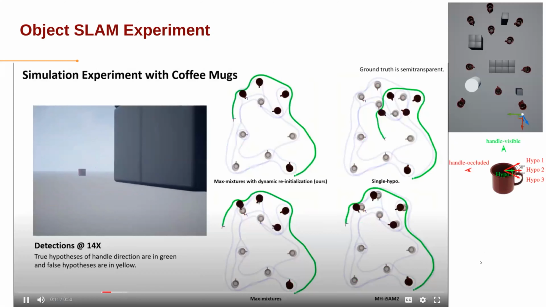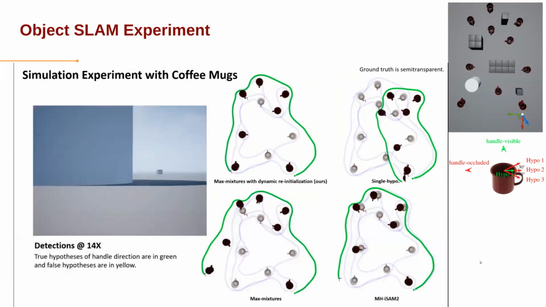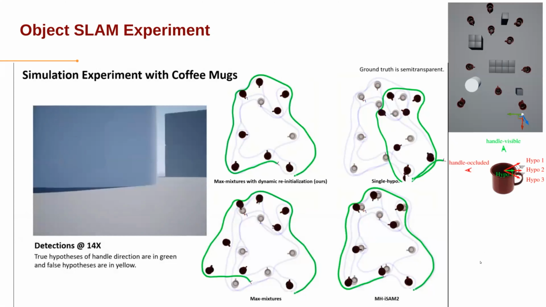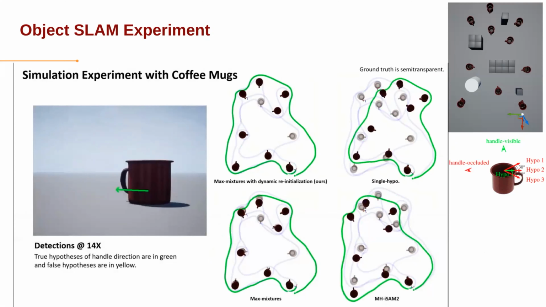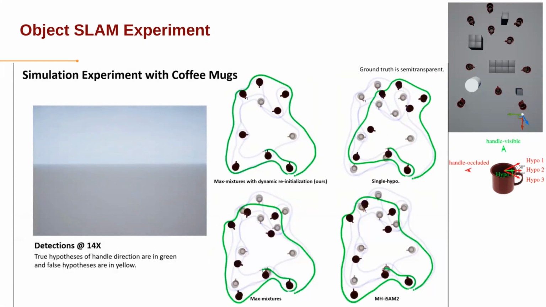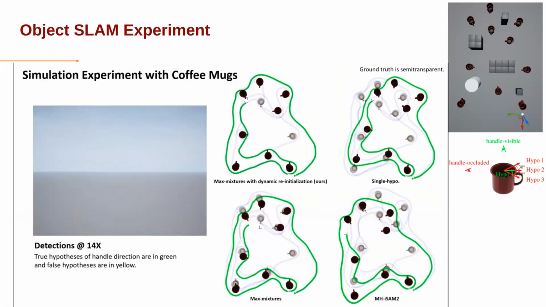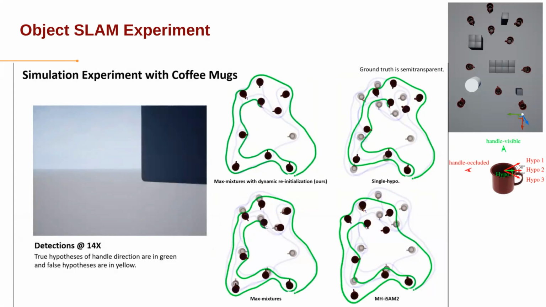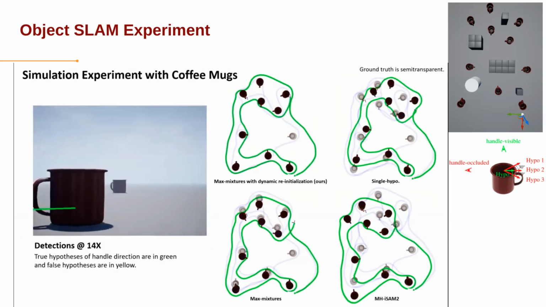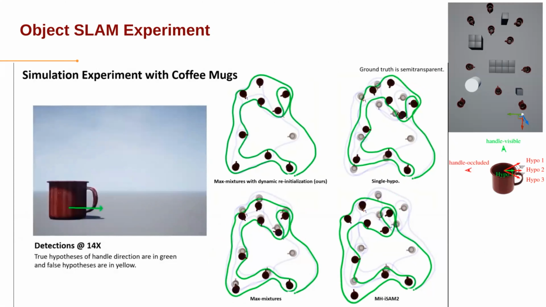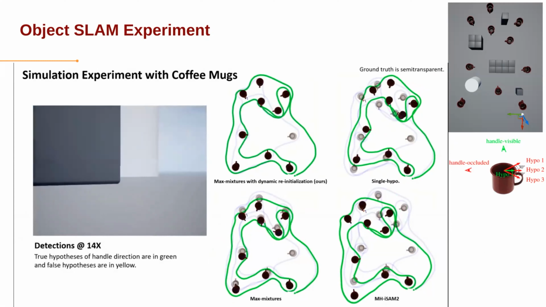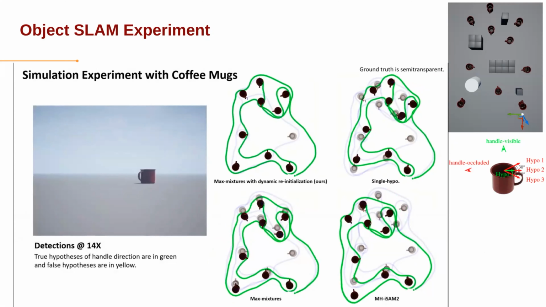The second experiment is conducted in Unreal Engine. We placed 10 coffee mugs around some obstacles and controlled a simulated car to circle around them and collect data. We made a synthetic multi-hypothesis mug pose estimator, which is able to produce 3 hypotheses in a measurement when we are looking at the coffee mug from a handle-occluded viewpoint.